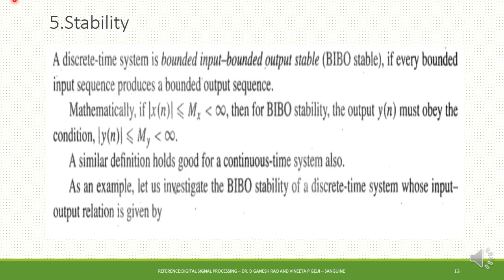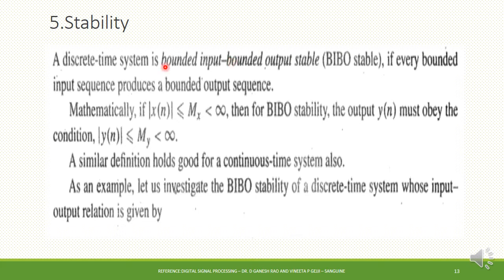Now we will move to another property, that is stability. Actually, what is stability? A discrete time system is bounded input bounded output stable if every bounded input signal produces a bounded output sequence. The simple and common definition is that the input has a boundary, and within a boundary the system produces the output. That is nothing but bounded input, bounded output stable.